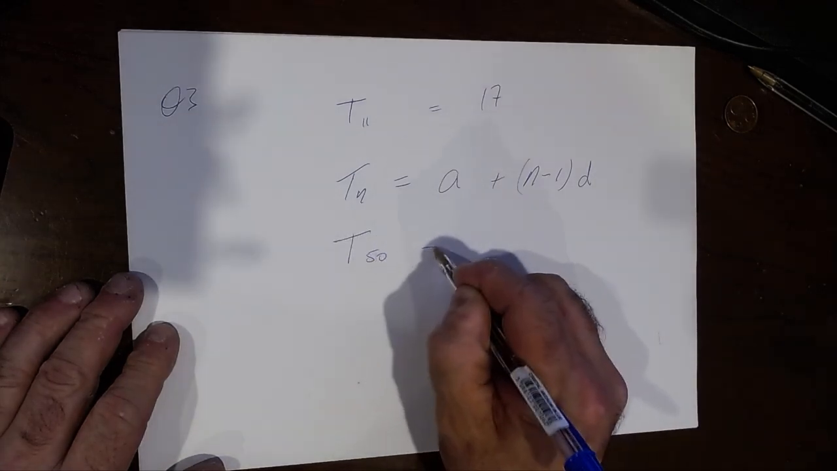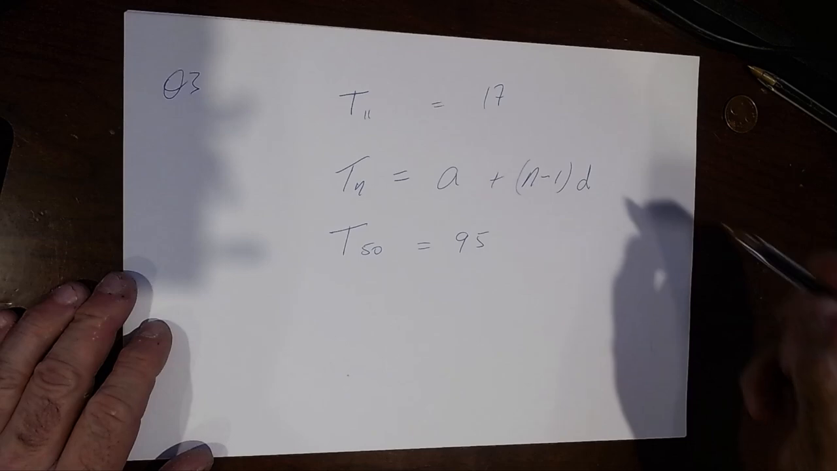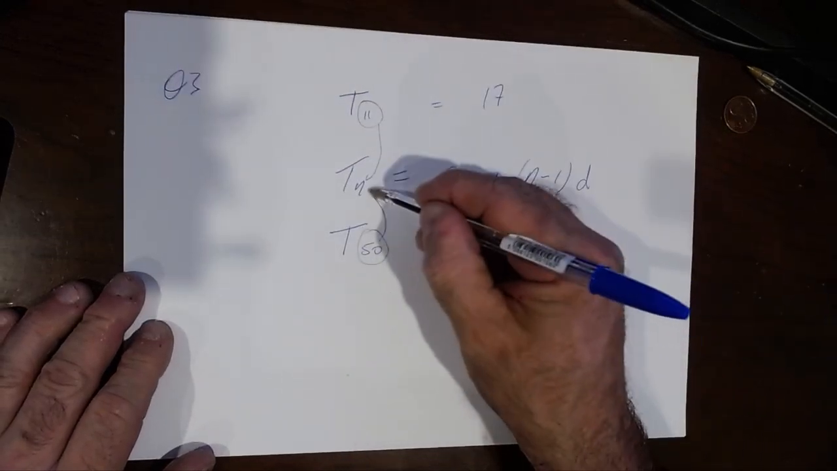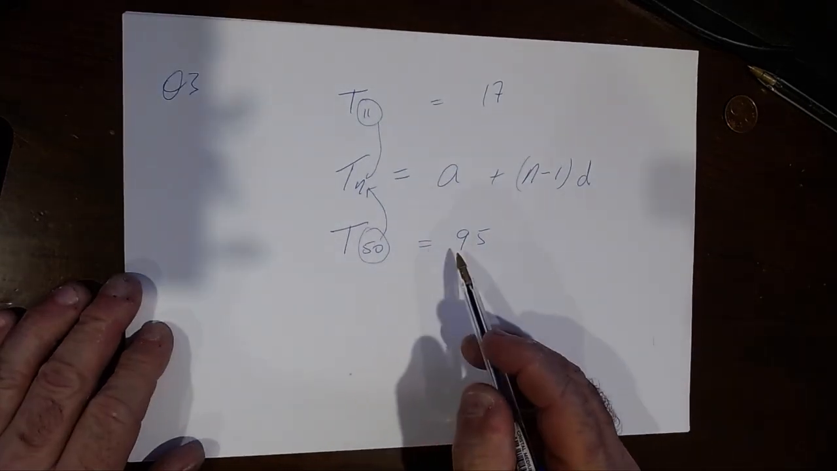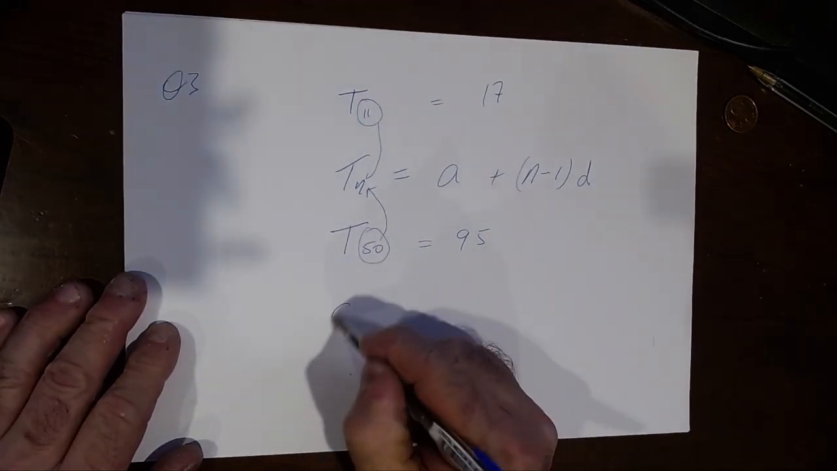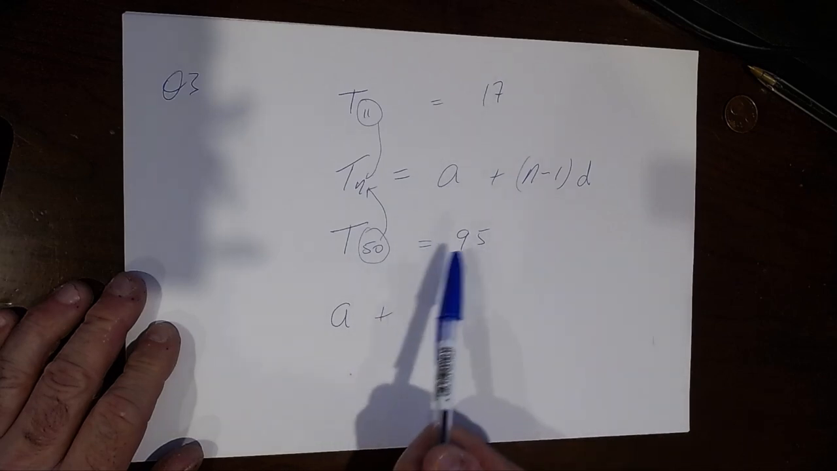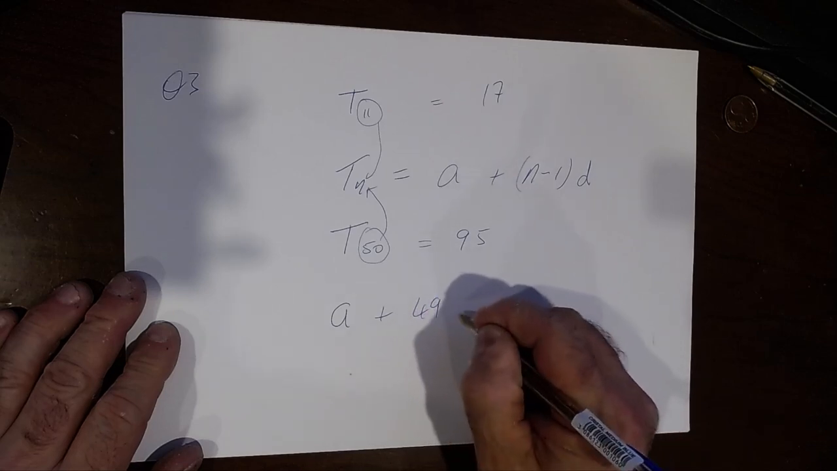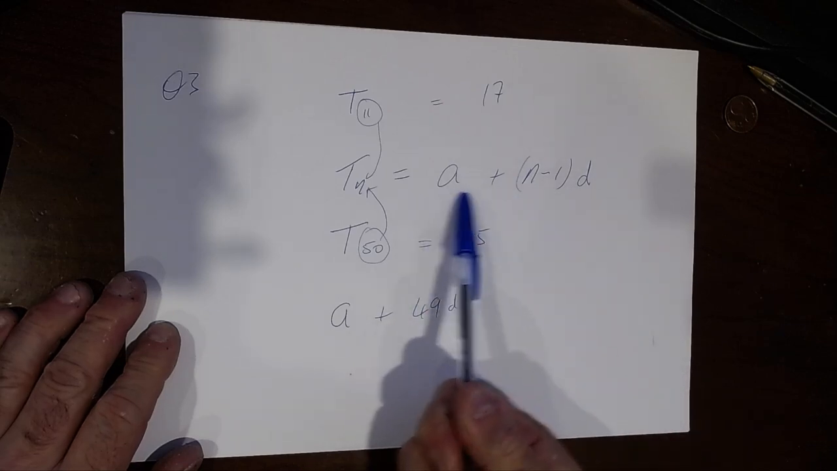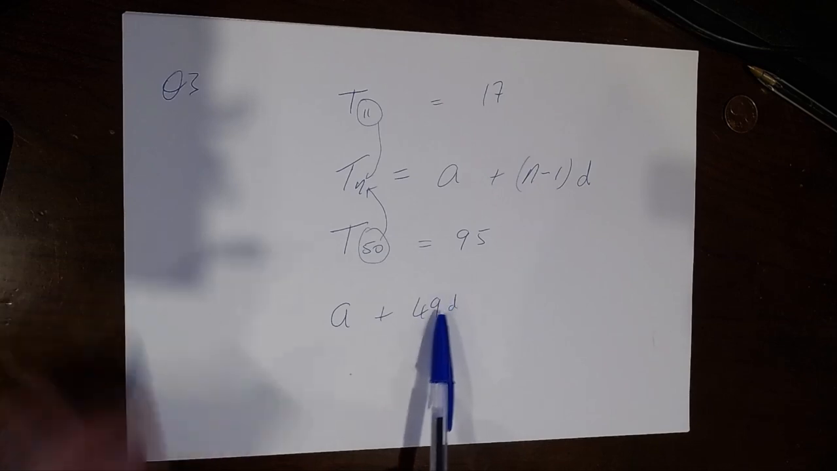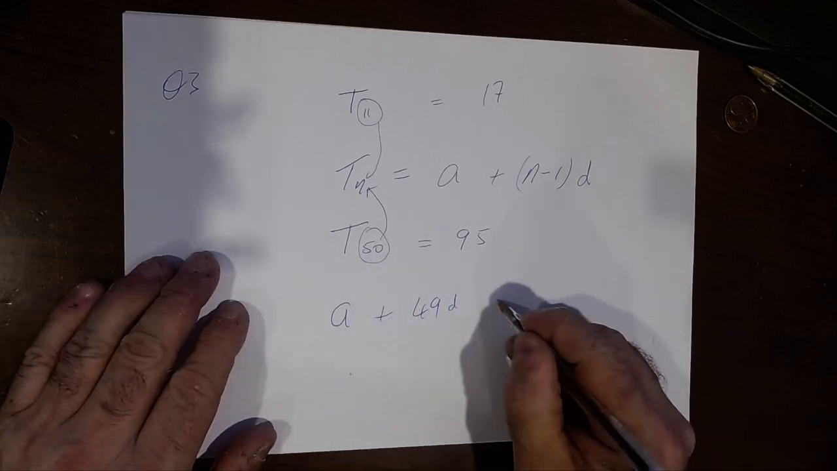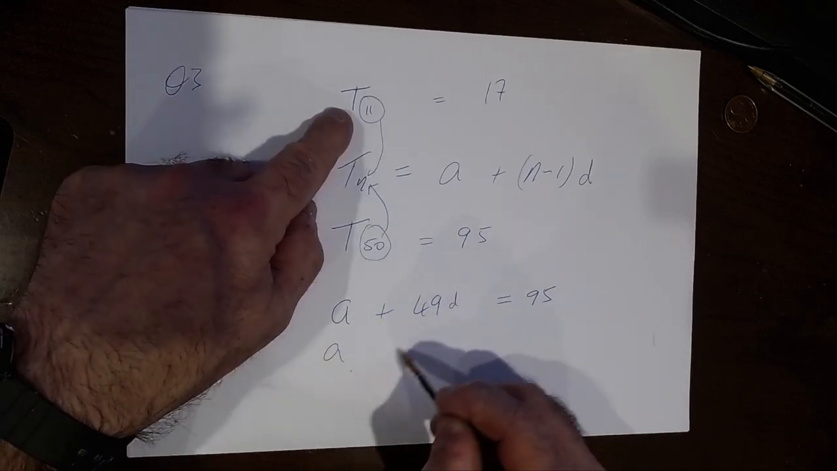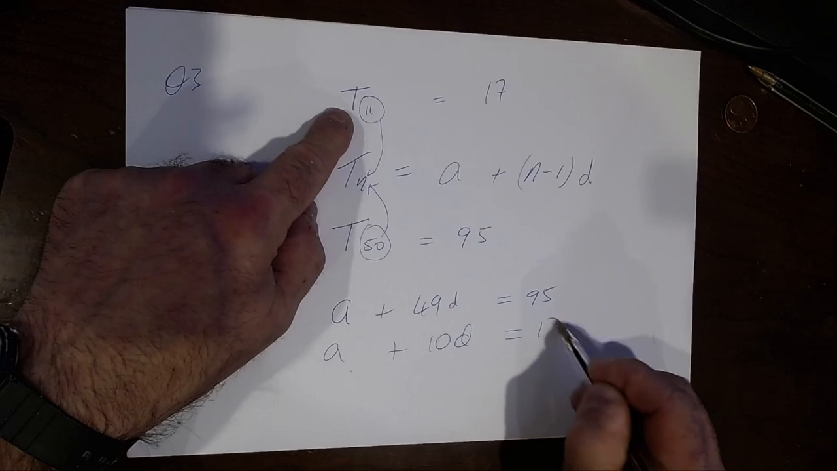So we can write that in maths like this. Okay, so we're basically going to use 11 for n, and in turn we're going to use 50 for n. Let's put the 50 up top. So we're going to go with a plus, now when n is 50, this is 49. And for the 50th term, we get 95. And when we go to the 11th term, we get a plus 10d is 17.